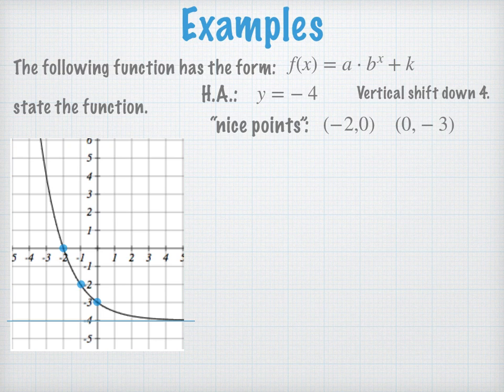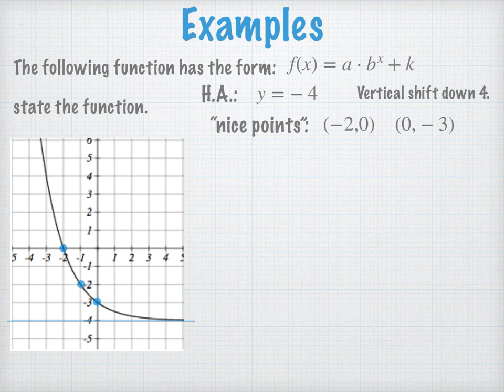So what we're going to do is take these two nice points and use them as we try to state our function. So far what we know is that our graph has been shifted down 4 units. That means our value for k is -4. So we would have f of x equals a times b to the x minus 4.